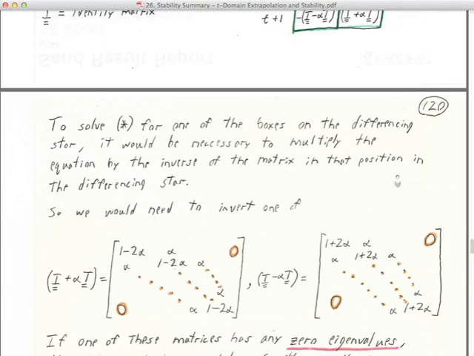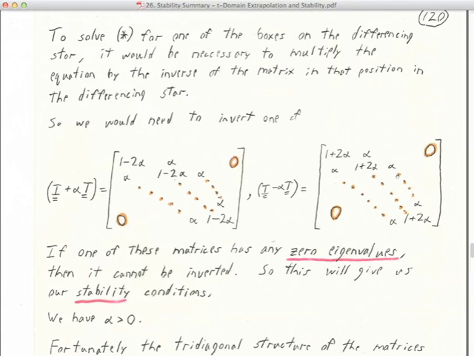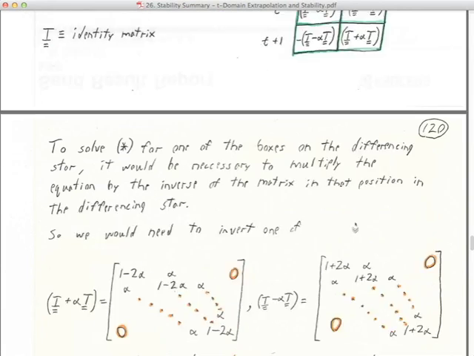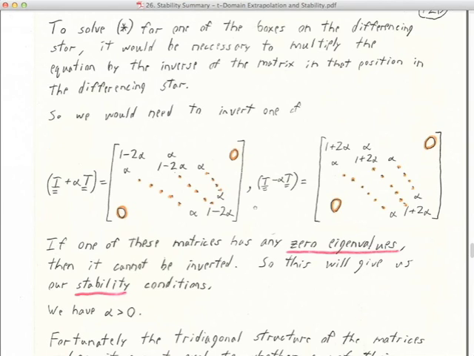But when does that make a stable calculation, and when could there be instability? Even though they're fairly predictable tridiagonal matrices, we've got to look at them more closely and see how invertible they might be, because we have to invert one of them. We only have two different coefficients here, but we have to be able to invert one of them to advance our calculation. The one we have to invert is I plus alpha t. Along the diagonal, it has 1 minus 2 alpha, and along the side diagonals, it has alpha. Not drawn very well there, but that's what it should be.